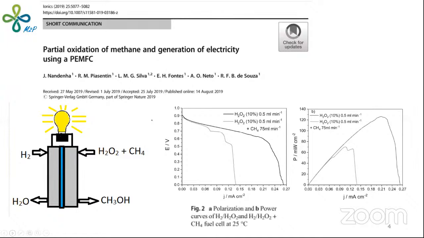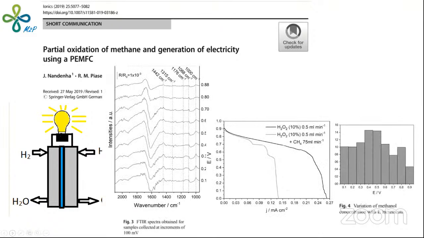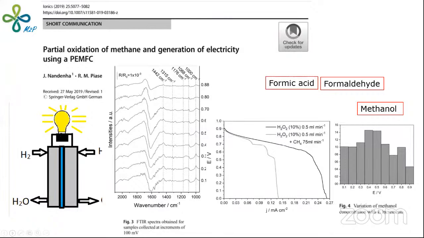Therefore, these formed products will be adsorbed on sites that normally should be used by the peroxide. Then we analyzed by infrared spectroscopy the effluent of the cells generated at certain potentials, and we detected the presence of formaldehyde, formic acid, and methanol, and found that at each operation potential, a different amount of methanol was being formed.